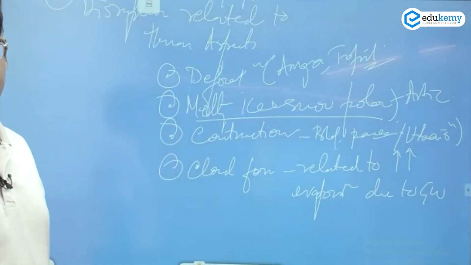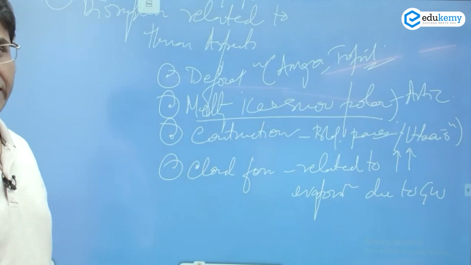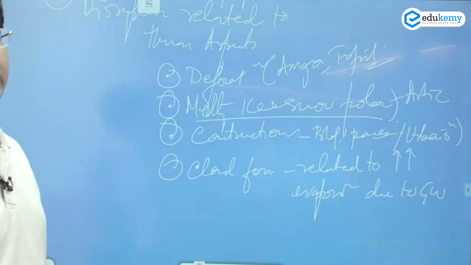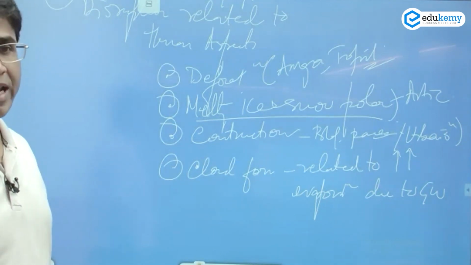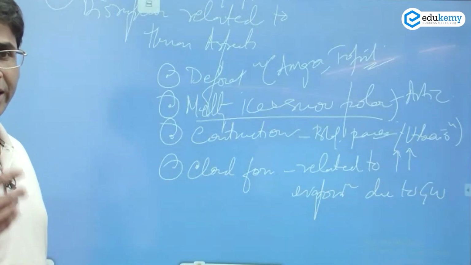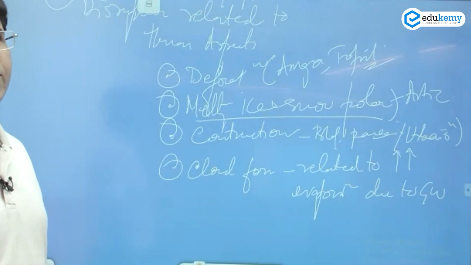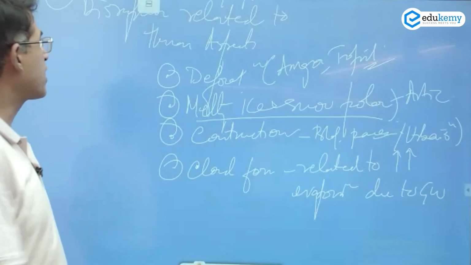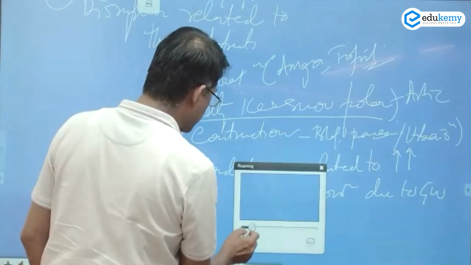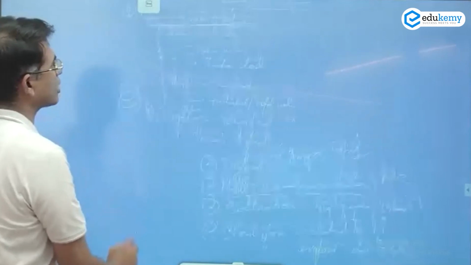Remember, the discussion is about insolation. It is not about heating in general. You must talk about the relationship of insolation with whatever disruptions we are doing. So 4 types of reasons which are disrupting. So go back to the question again, please.